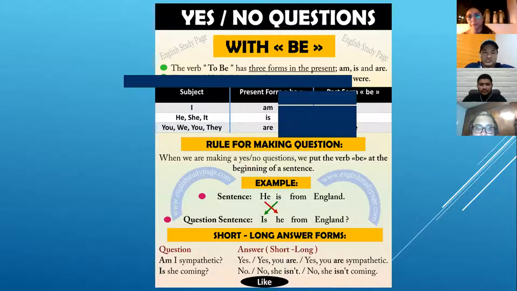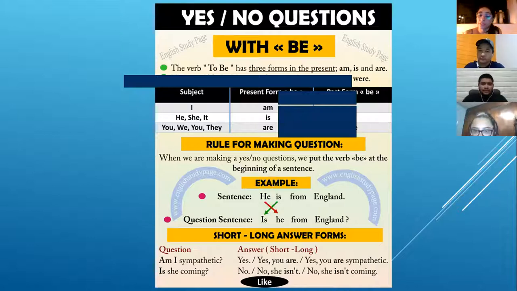Continue, Tania. Short and long answer form. Am I sympathetic? Sympathetic, yes. Very good, Tania. Yes, you are. Or, yes, you are sympathetic. Very good. Is she coming? No. Or, no, she isn't. Or, no, she isn't coming.